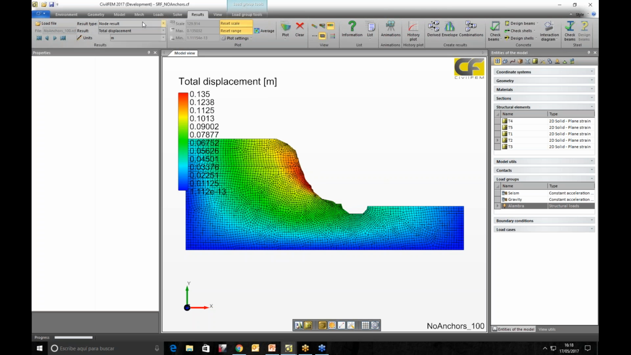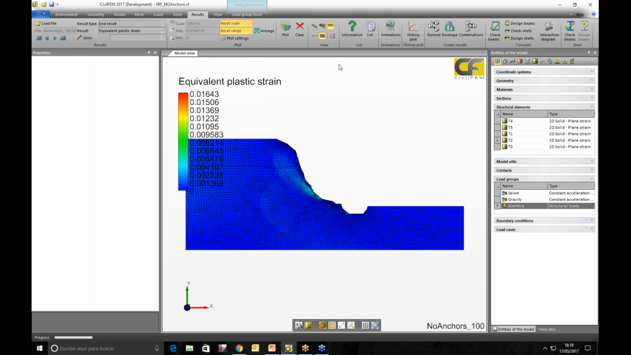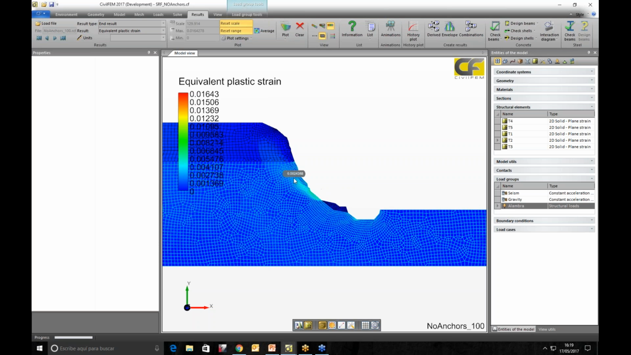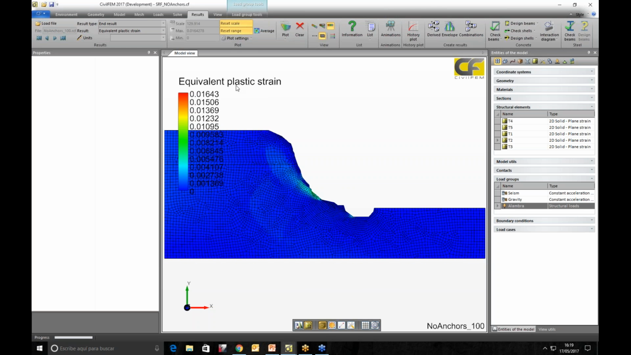If we plot the equivalent plastic strain, we can see here that yielding is happening. At the base of the sliding surface, the plastic strains will be very big, so we need to modify the range to be able to plot the whole yielding zones. We're using, for example, 0.005. And we can see that the yielding surface is around this part.